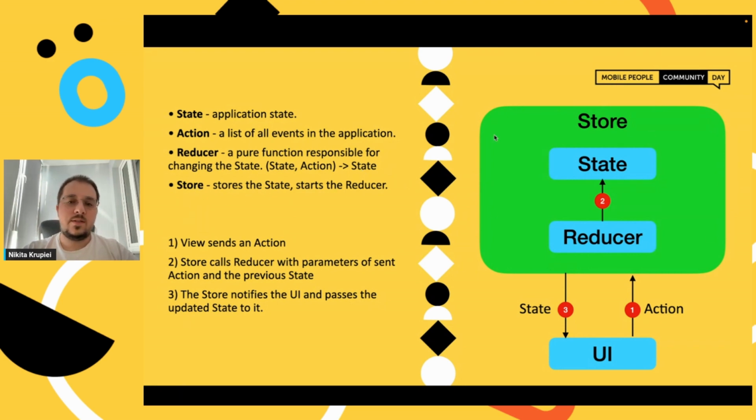The store is the main part of the architecture. It stores the state, it stores the reducer, and it's also responsible for subscribing and notifying the UI after the update. So something happens on the UI. The UI sends the action to the store. The store calls the reducer with the parameters of this action and the current state. The reducer updates the state, and the store notifies the UI with the new state, and the UI updates itself.